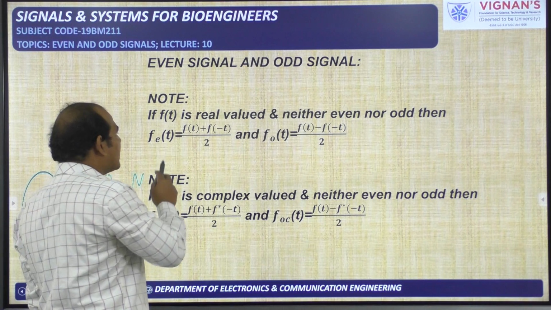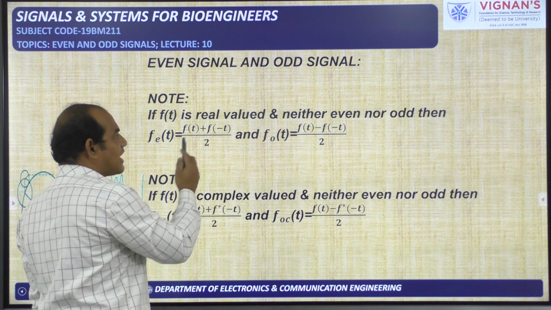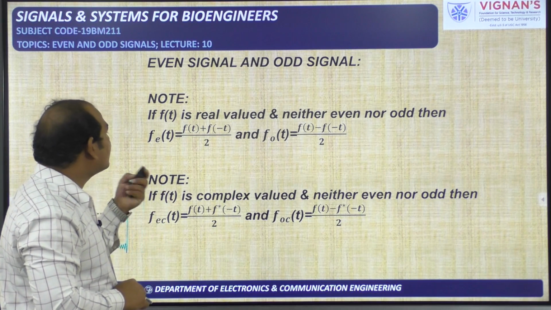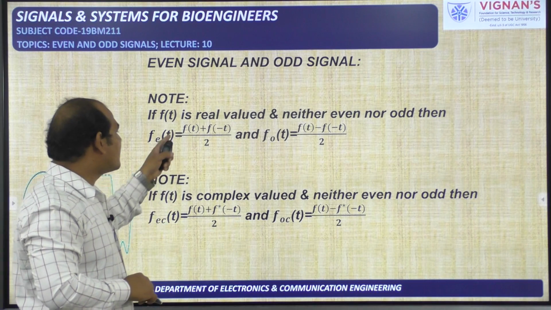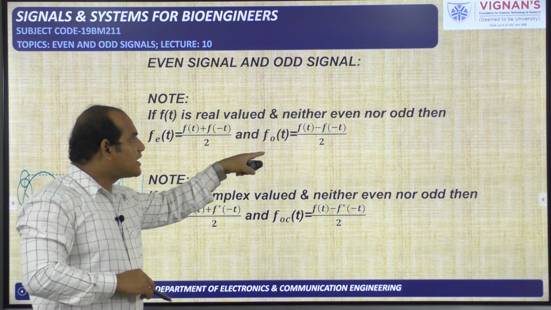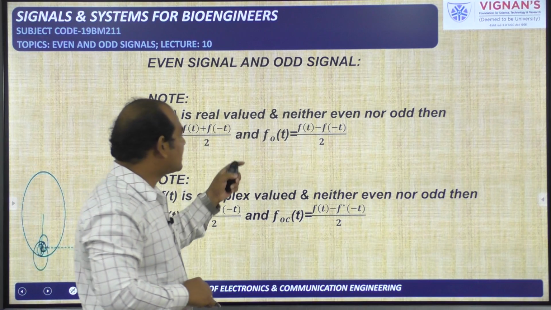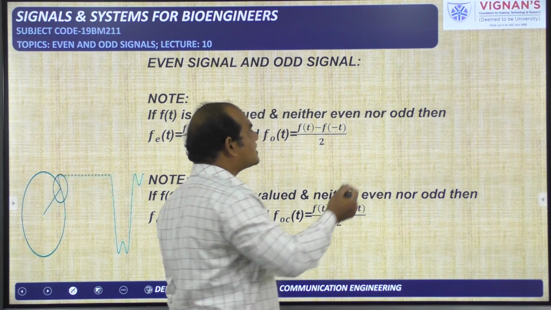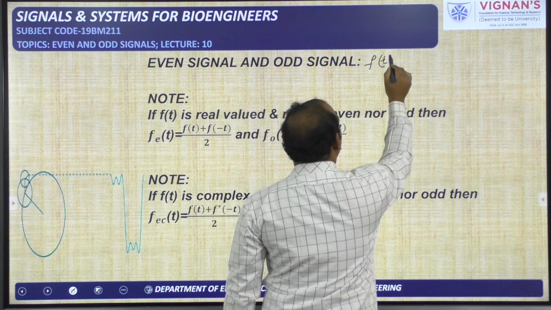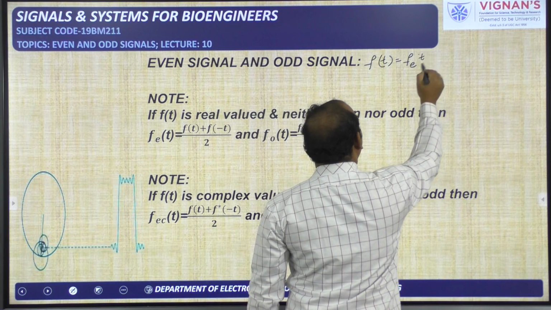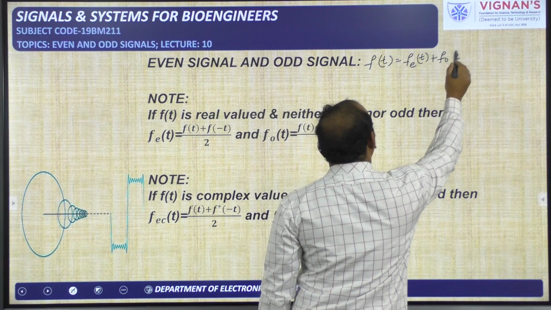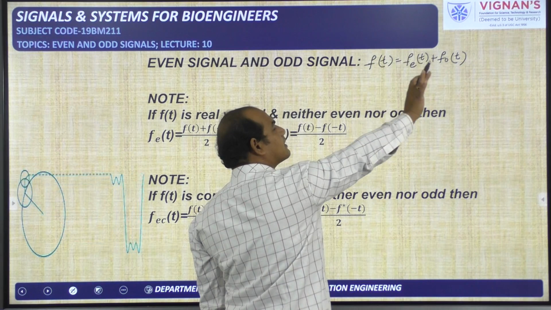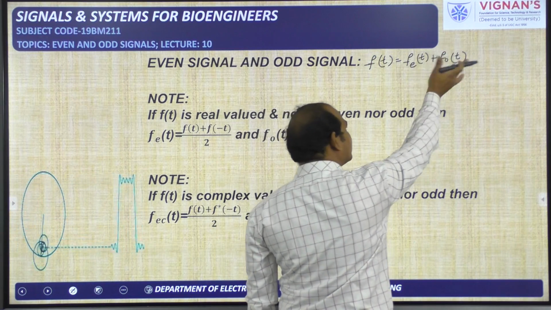Now, if f of t is real valued and neither even nor odd, then the even part of that real signal is given by f e of t equal to f of t plus f of minus t by 2, and the odd part of that original signal is given by f o of t equal to f of t minus f of minus t by 2. This we have already discussed. Any general signal can be written as a combination of the even part and the odd part of that signal. f of t may not be an even signal or an odd signal, but it can be written as the sum of the even and odd parts.